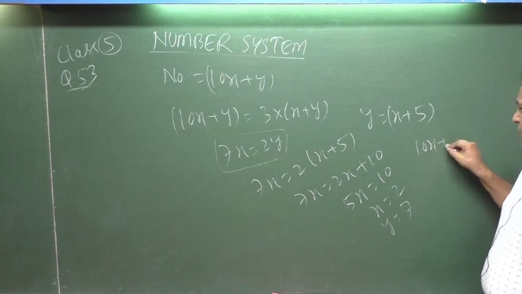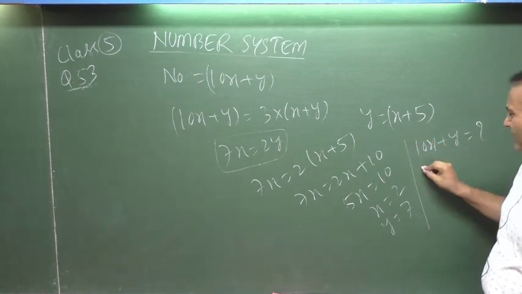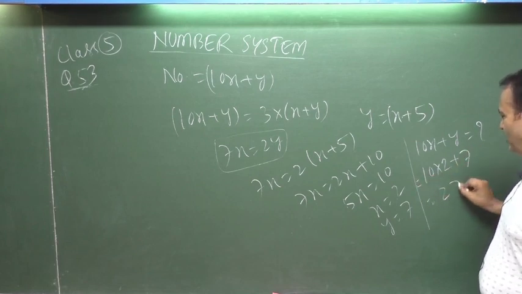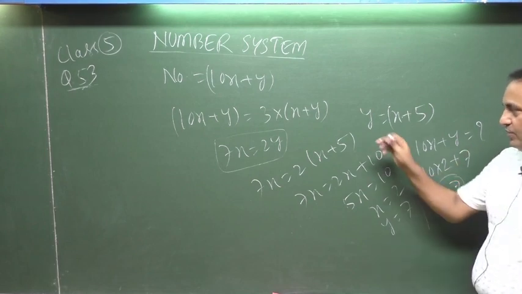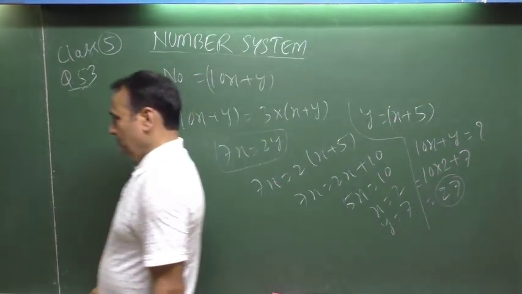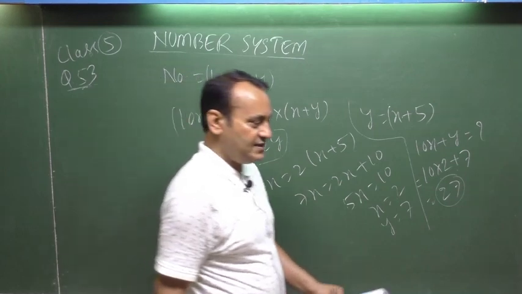Now 10x plus y equals to what? This is the demand. 10 into x equals to 2, y equals to 7. Your answer is perfectly 27. Be noted on fast.